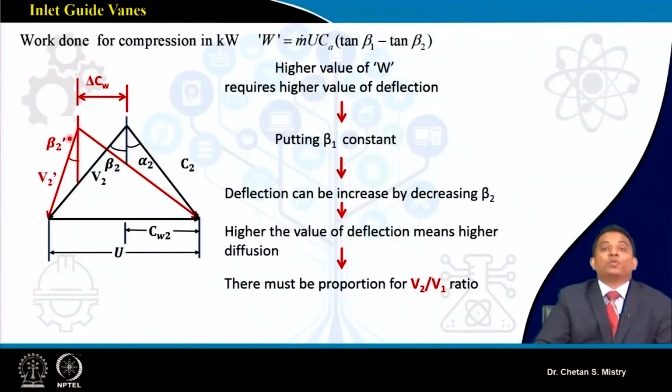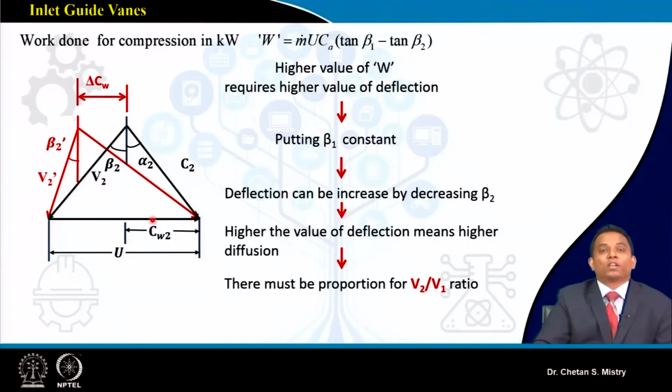It says I am reducing my beta 2. So what is happening, you just look at, by doing that you are able to increase your delta CW. That is what we are looking for. But at the same time, just look at my absolute velocity component, that is going to be increased. So you will be able to achieve higher diffusion by reducing your beta 2.